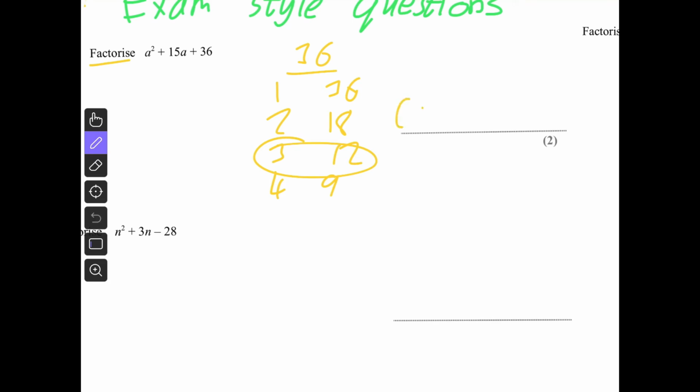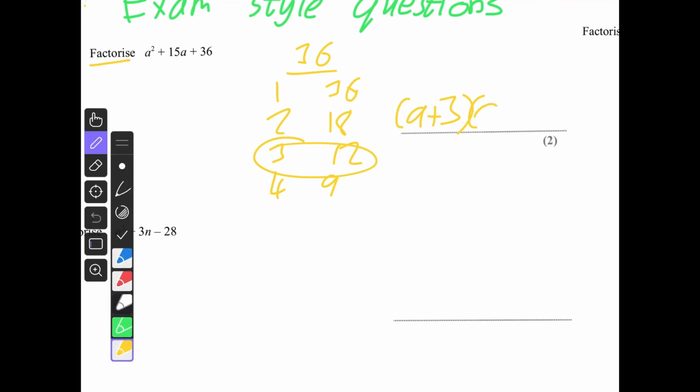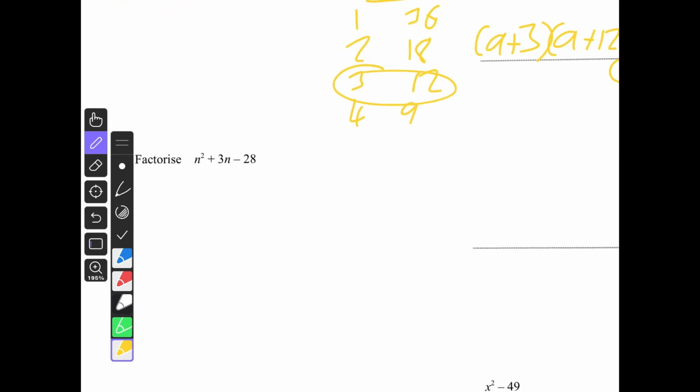So for your answer, make sure you use the original letter: a plus 3, and then, oh, I almost put x, and then it would be a plus 12. Done, 2 marks. Right, next one.